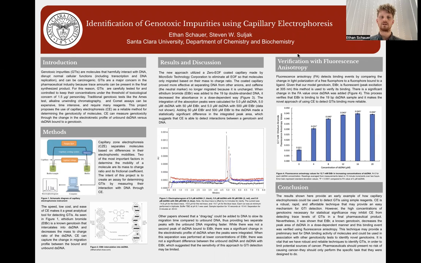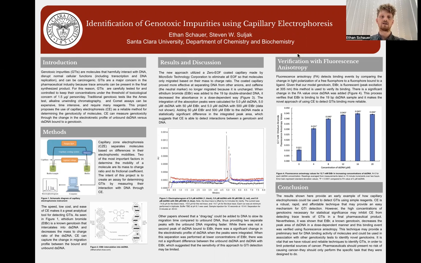development. Genotoxins are small molecules that interact with DNA and disrupt normal cellular processes, like DNA replication and mRNA transcription. Genotoxins can be carcinogenic, so it is important to identify and control them. My method of exploration was using capillary electrophoresis, which is an analytical chemistry technique that separates molecules based on their mass to charge ratio and effective radius.